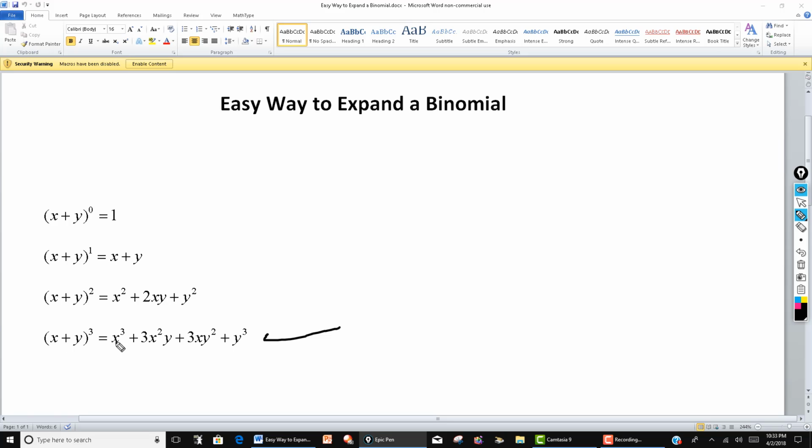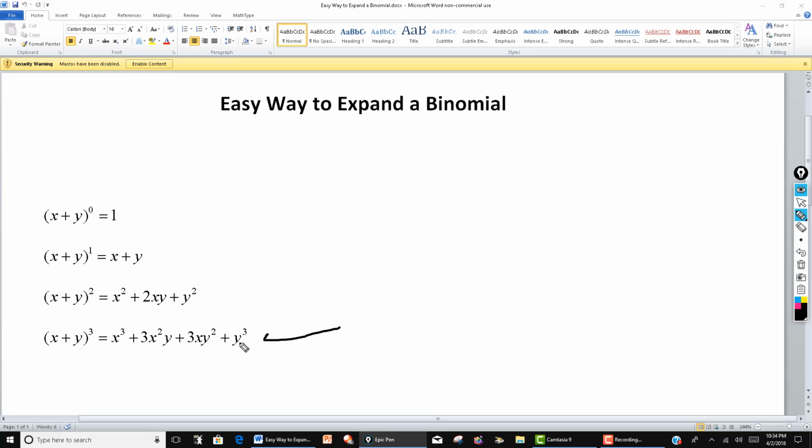And then notice that the power, once you have the first term, the power on the x decreases. So it's x to the third, x to the second, x to the first, and then x to the 0. Okay? The power on the y of the second term increases as we go from term to term. So starting with the first one, right here we don't have a y, so that would be y to the 0. So it's y to the 0, y to the first, y to the second, finally we get to the last term, y to the third.